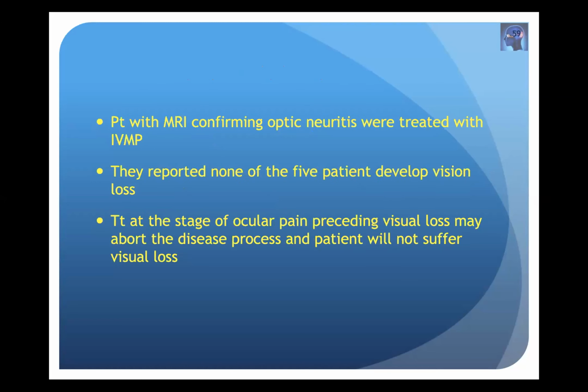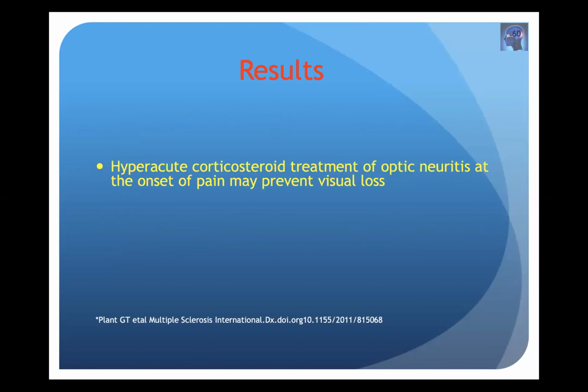Patients with MRI confirming optic neuritis were treated with IV methylprednisolone. They reported that none of the 5 patients who had suffered optic neuritis in the past and came back at the stage of periocular pain without any decrease of vision lost vision after methylprednisolone. So treatment at the stage of ocular pain preceding visual loss may abort the disease process and the patient will not suffer vision loss. This is called hyperacute treatment.